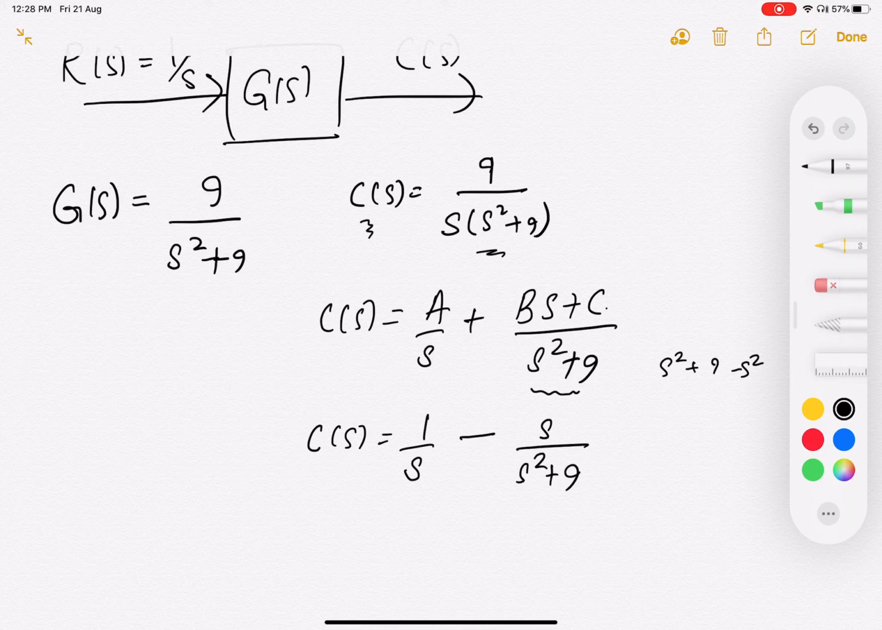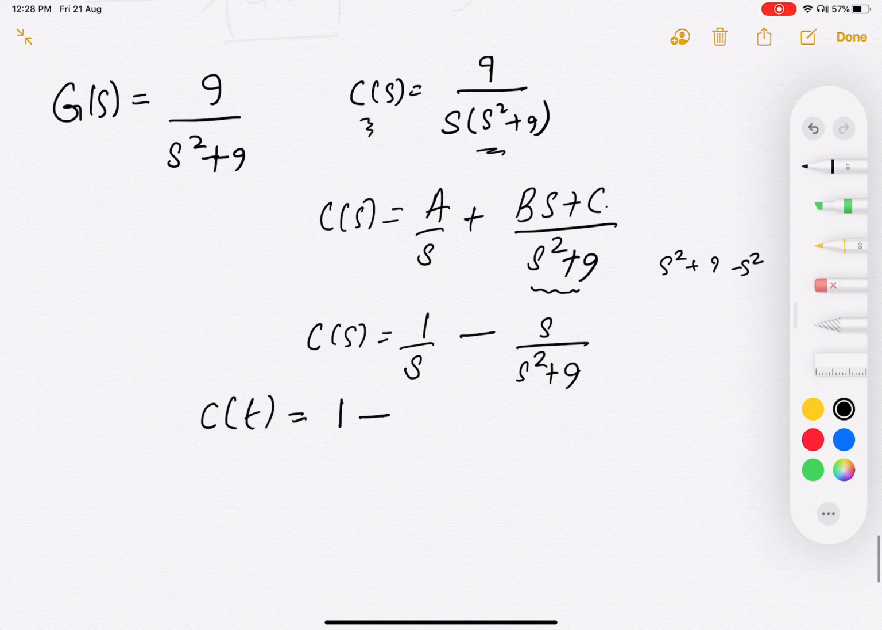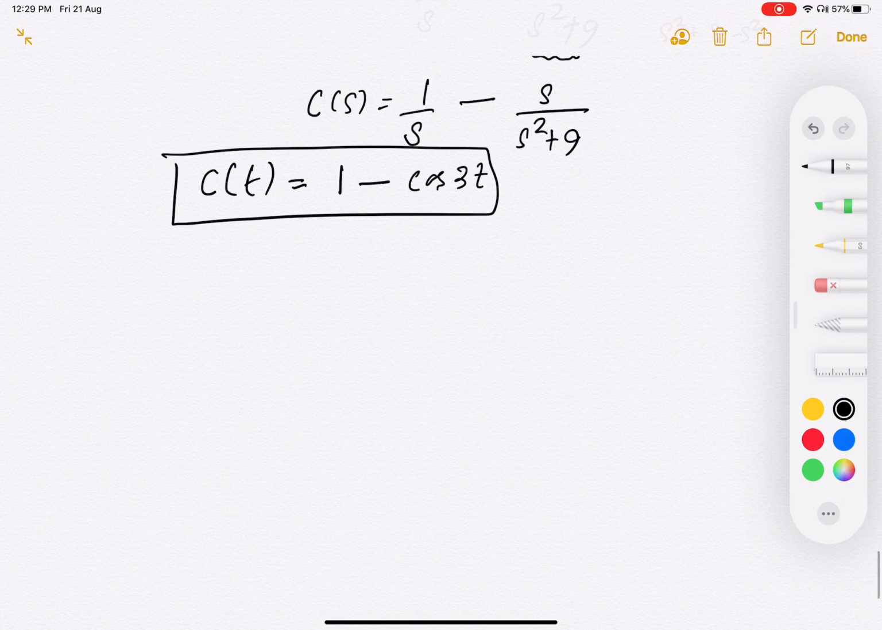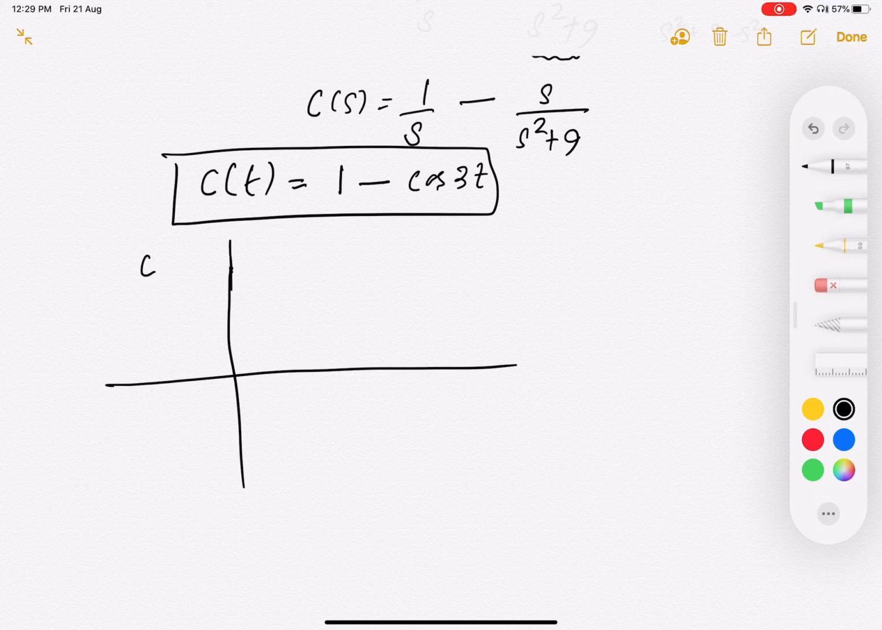So this is your C(s), and once you find out the inverse Laplace for this C(t), you get 1 minus, this is a cosinusoidal function, right? So this is cos 3t, 1 minus cos 3t. So the response is 1 minus cos 3t. So if I want to sketch 1 minus cos 3t, this is my C(t), this is my time, right?